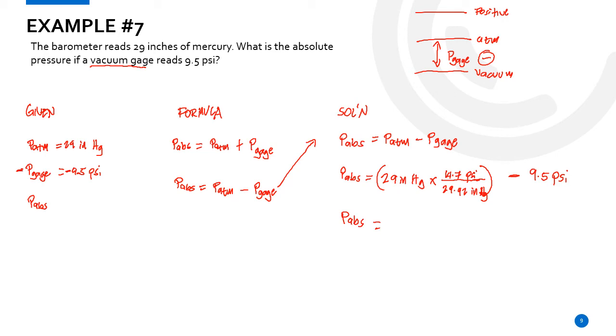So kung isolve nato sa calculator, 29 times 14.7 over 29.92 minus 9.5. So ang answer karon, ang absolute pressure is equal to 4.748 PSI na. Okay? So mao na ito ang absolute pressure nga nakuha. Okay? So next example. Example number 8.